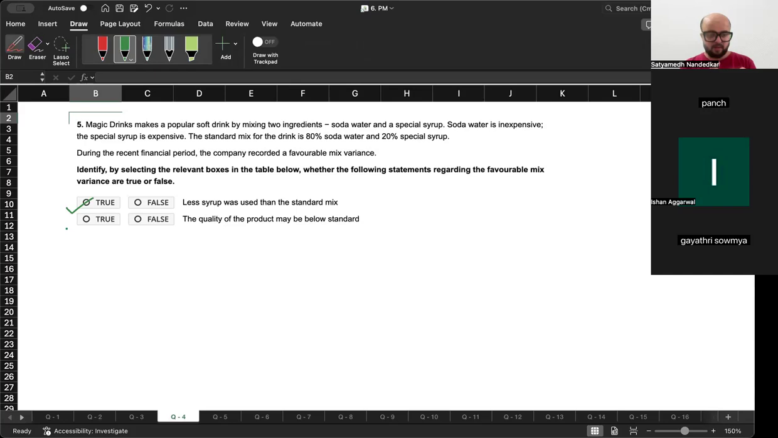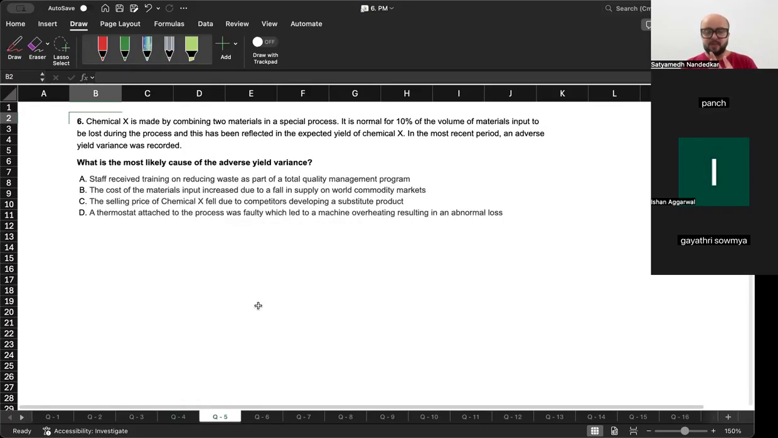Again, yes, quite a possibility there. If you are using less syrup and more water, naturally the quality or the taste will not be up to the mark. Correct? So again, that's an easy win. People wouldn't expect this in a costing exam, right? But this is where we are. The questions are heavily based on theory at times.